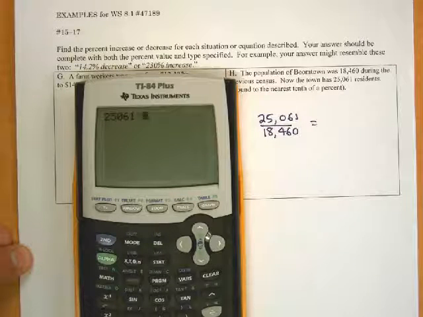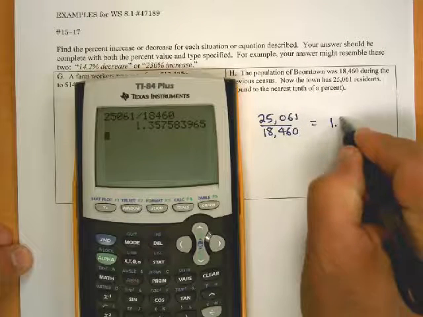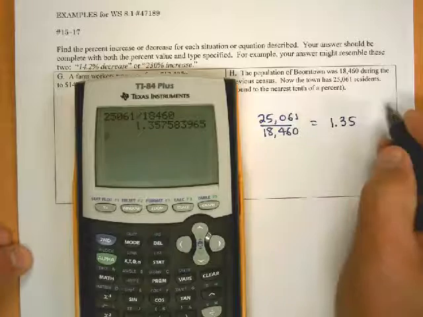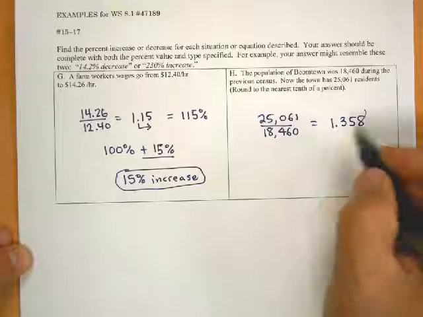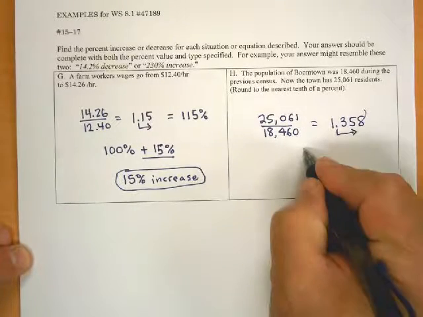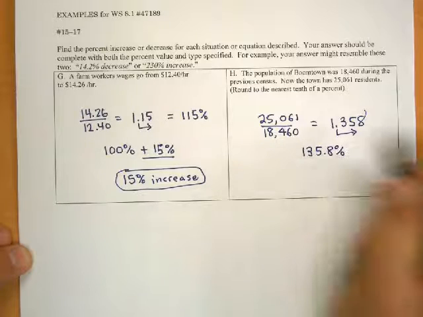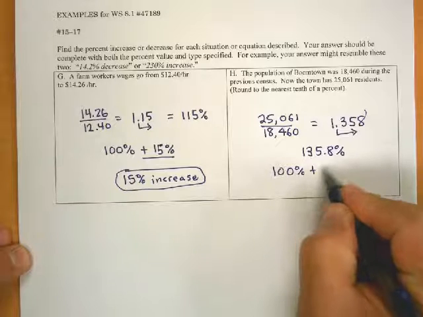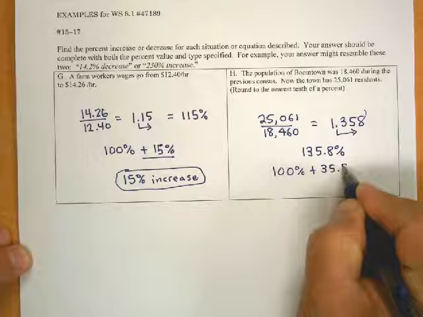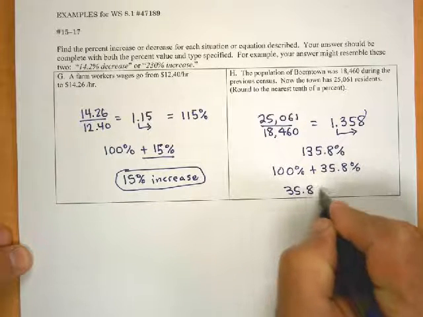25,061 divided by 18,460. So that comes out, I'm going to have to round here, to 1.35, and I'll go one more decimal here, 8. Move your decimal 2 spots over to make a percentage out of this. And then you compare with 100%. This is 100% with an extra 35.8% added to it. So this is a 35.8% increase.